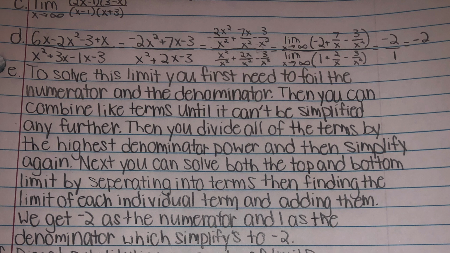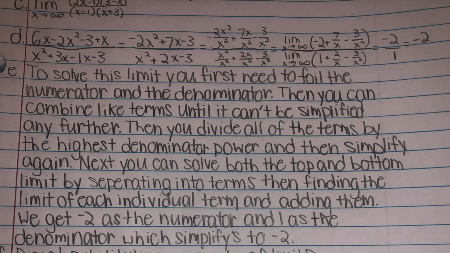Then you can combine like terms until it can't be simplified any further. Then you divide all the terms by the highest denominator power and then simplify again. Next, you can solve both the top and bottom limit by separating into terms, then finding the limit of each individual term and adding them.